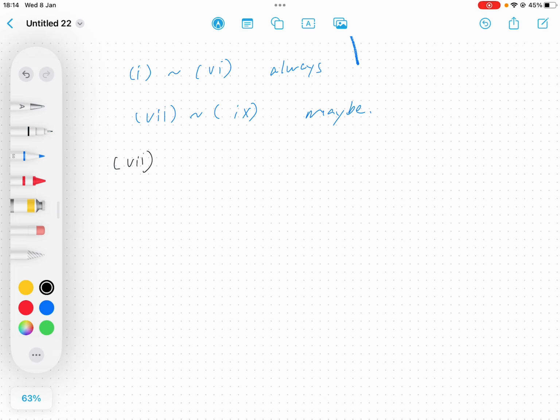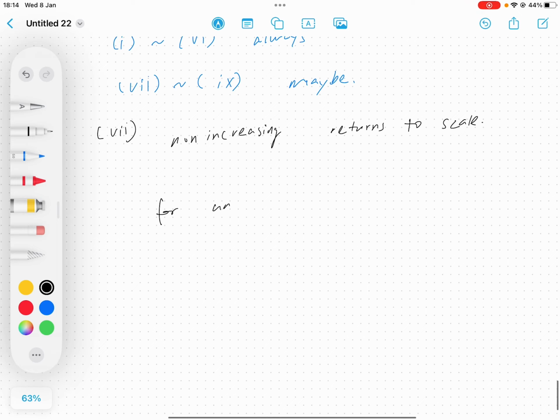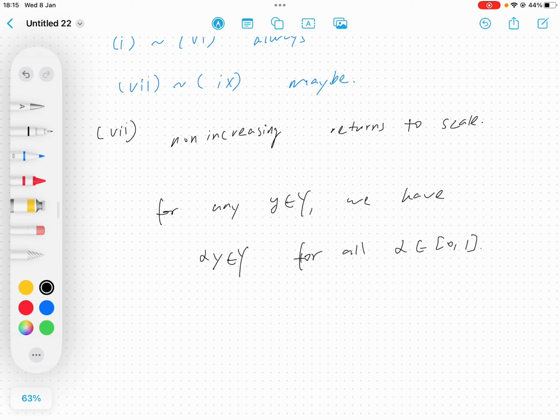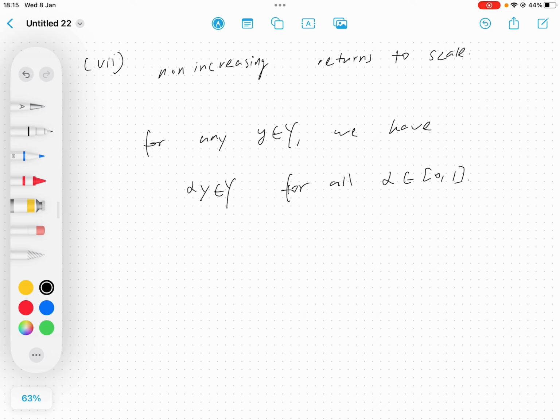Good. So the number 6 assumption is called non-increasing returns to scale. It includes either the equal version or the decreasing version of returns to scale. The production technology Y exhibits non-increasing returns to scale if for any y in Y, if we multiply this y by some alpha, it has to still be in this Y, for all alpha between 0 and 1. In other words, any feasible output vector can be scaled down, and it is also included in this Y.